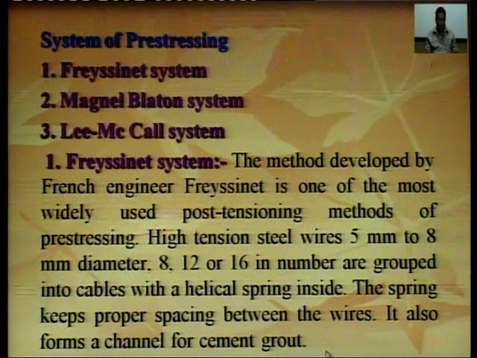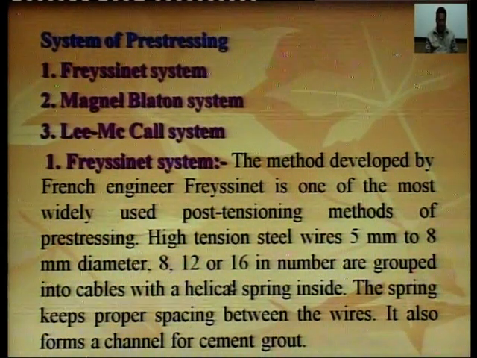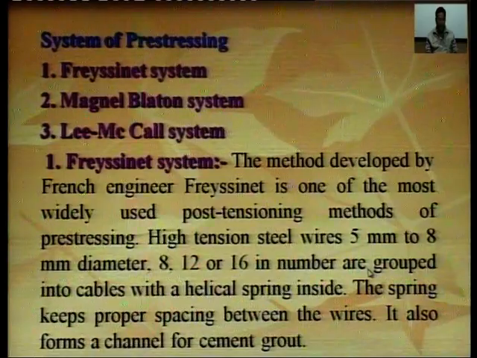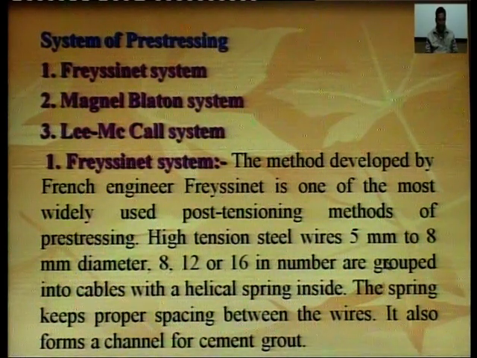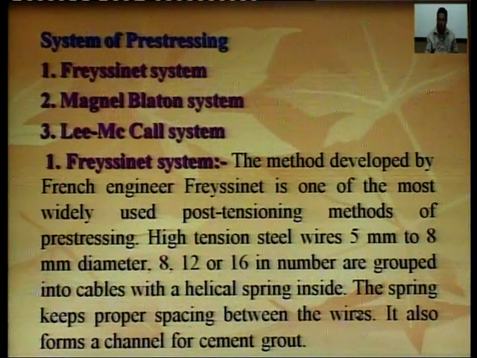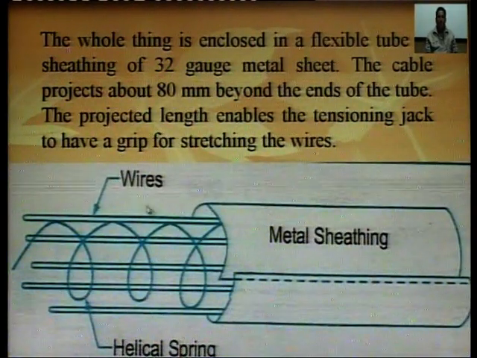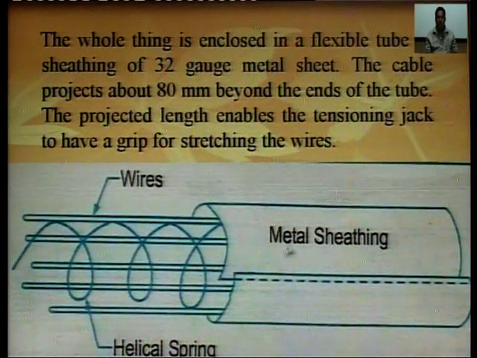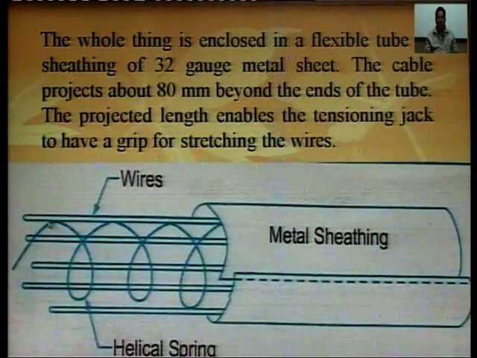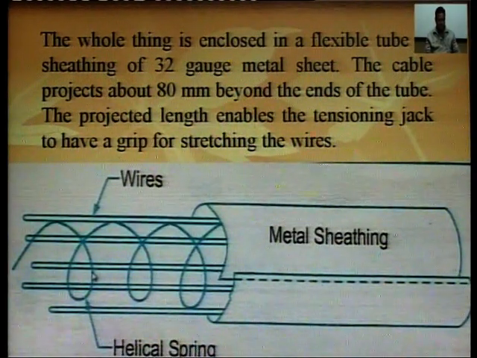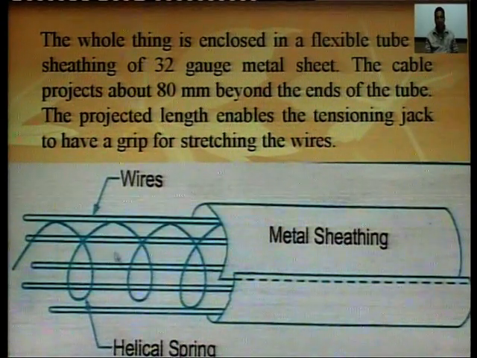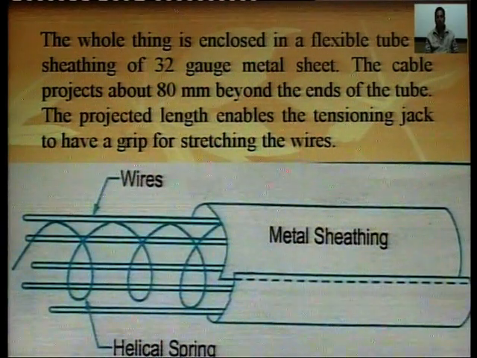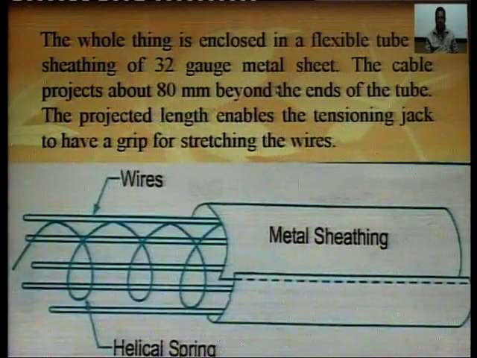In this system, 8, 12 or 16 steel wires of diameter ranging from 5 mm to 8 mm are grouped together with a helical spring inside. So, these are the wires. This is the helical spring inside the wires. This is the metal sheathing. The function of the helical spring is to keep the wires well within position. The whole thing is enclosed in a flexible tube or sheathing of 32 gauge metal sheet.